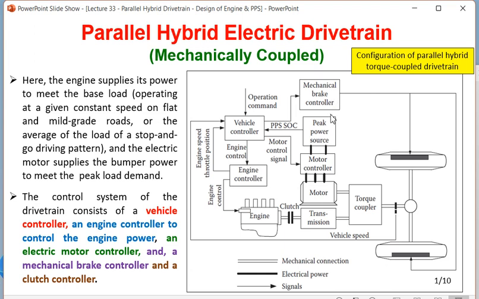Now there are a lot of sensed elements. Depending on the sensed elements, the vehicle controller decides. The vehicle controller compares the present sensed elements with the operation command, and depending on that, it instructs the engine controller, motor controller and mechanical brake controller how to go ahead with the next control action. Among the different sensed parameters, there is the engine speed, the crankshaft speed of the engine, and the PPS SOC, that is the state of charge and state of energy of the peaking power source. For the engine controller, the throttle valve position is sensed. How much air should go to the engine is also sensed.